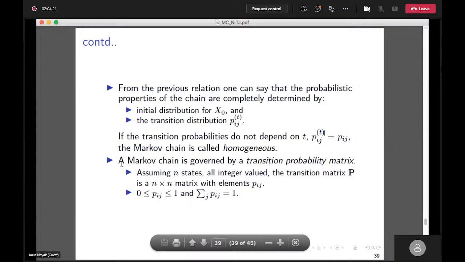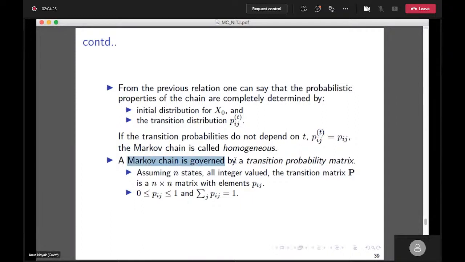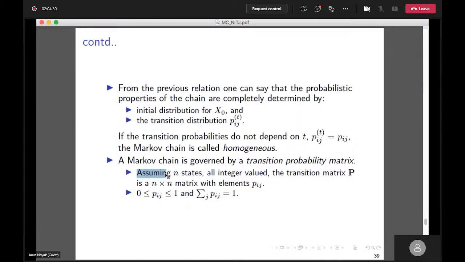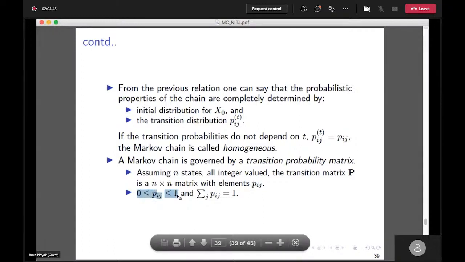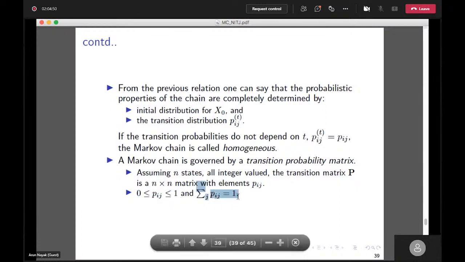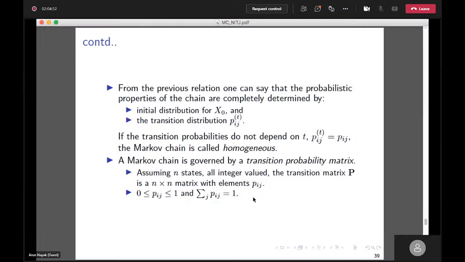So, as I said, the Markov chain is governed by a transition probability matrix. Assuming n states, all integer valued, the transition probability will be basically an n cross n matrix with elements Pij, which give you the transition probability going from the ith state to the jth state. These probabilities have a value between 0 and 1 as any other probabilities, and the sum of all these probabilities becomes 1.